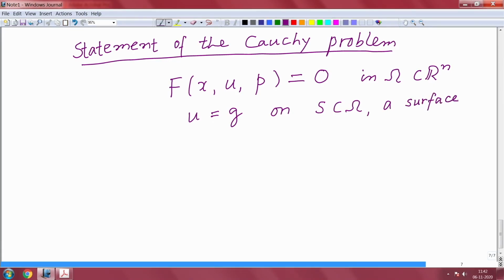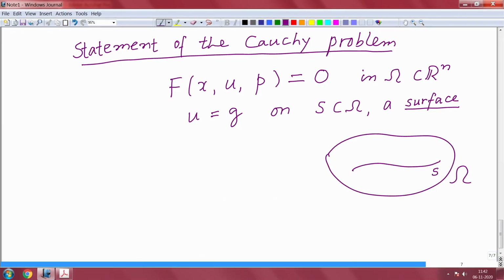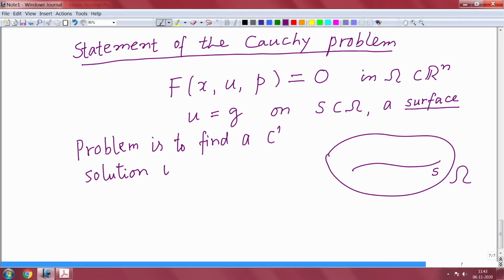Again, let me repeat that surface for us is a hypersurface, an n minus 1 dimensional surface. So, this is omega again, and this is S. The problem is to find a C1 solution u, because we require the first derivative only, satisfying u equal to g on S.